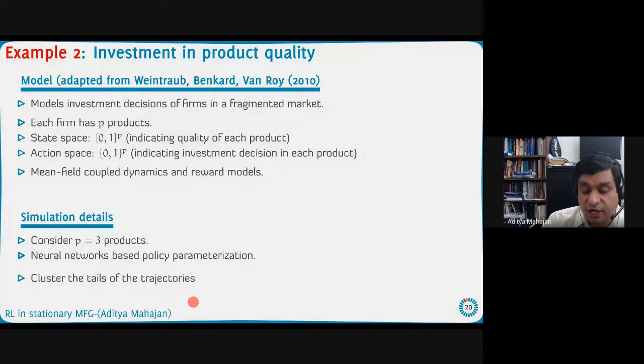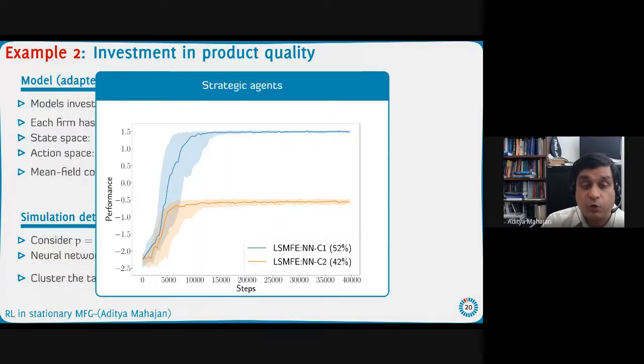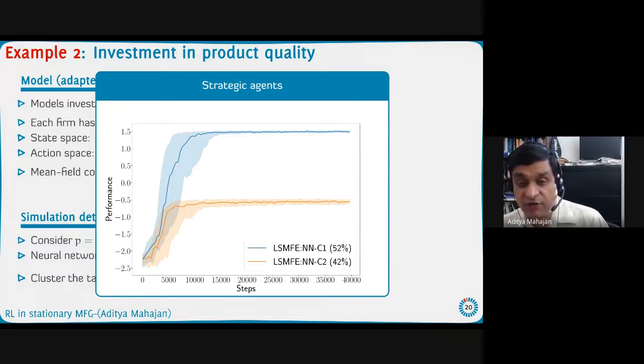And we noticed something interesting here: when we ran the simulations, it appeared that we had very high variance. So we went back and checked the trajectories more carefully. We looked at the tails of those trajectories and clustered them. And what we observed is that there were actually 2 stationary mean field equilibria in this case. Some of the sample paths were going to the first equilibrium, and some others were going to the second equilibrium.